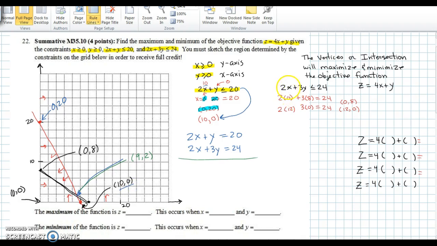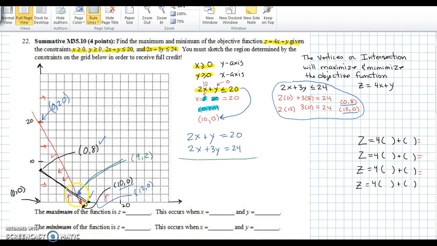The same work with the other equation results in vertices of 0, 8 and 12, 0 by plugging in x is 0, solving for y, and vice versa. Those two vertices are plotted here, and here. This one is over 12, up nothing.